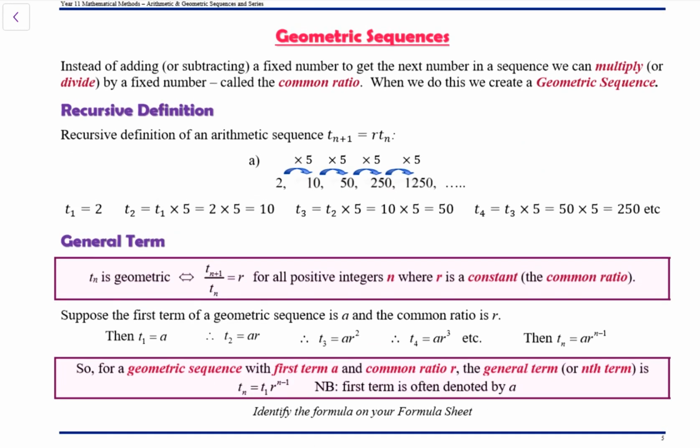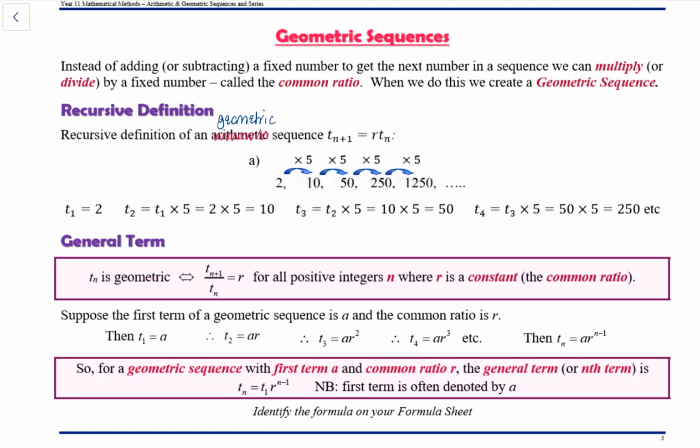Now let's look at geometric sequences so we can see the contrasts. Instead of adding or subtracting a fixed number to get the next number in a sequence, we multiply or divide by a fixed number called the common ratio. When we do this, we're creating a geometric sequence. So the recursive definition of a geometric sequence is t of n plus 1 equals r times t of n.